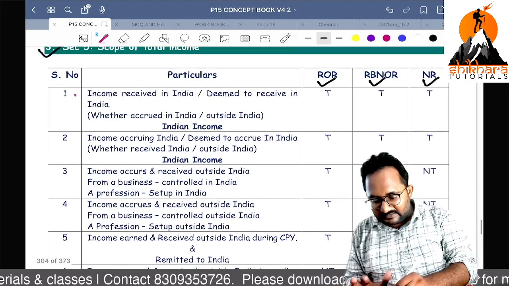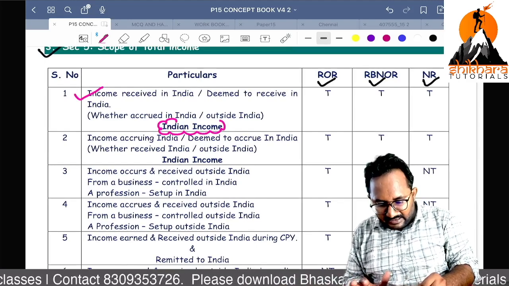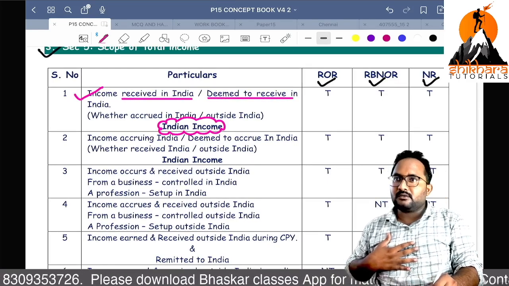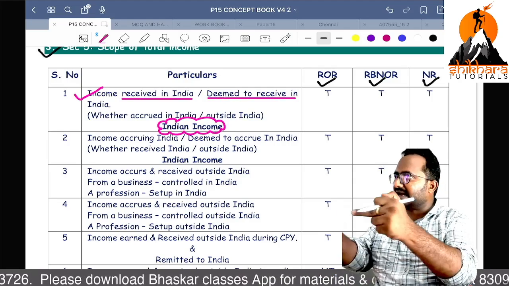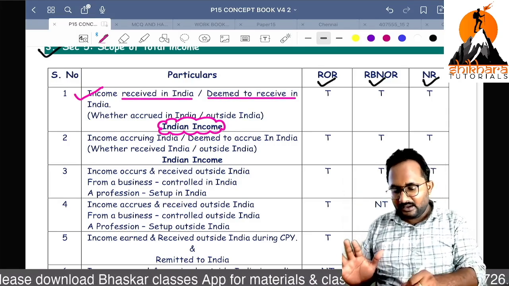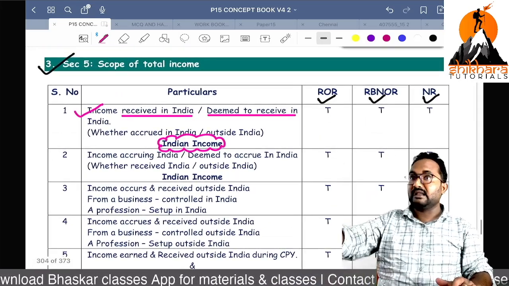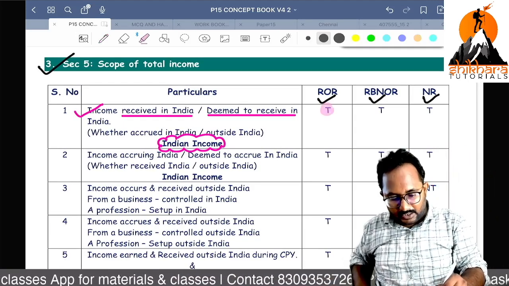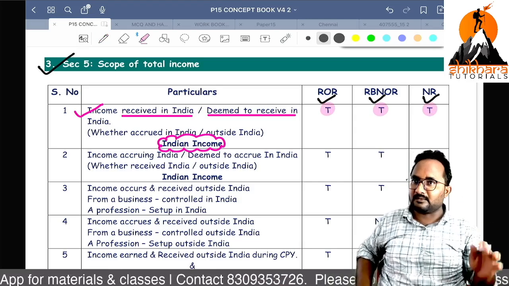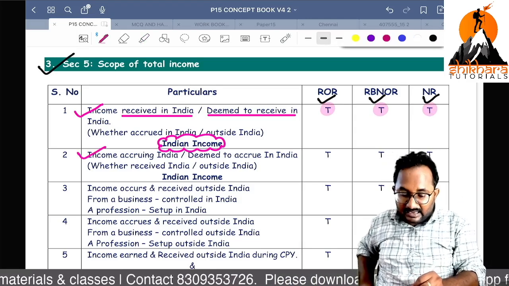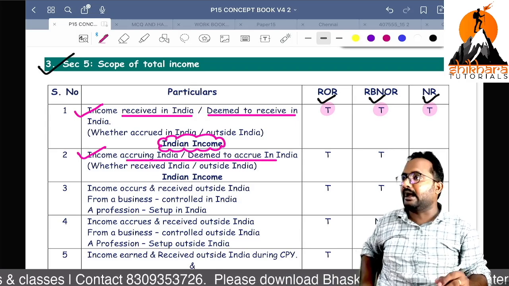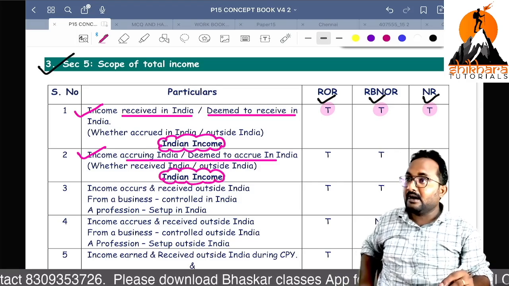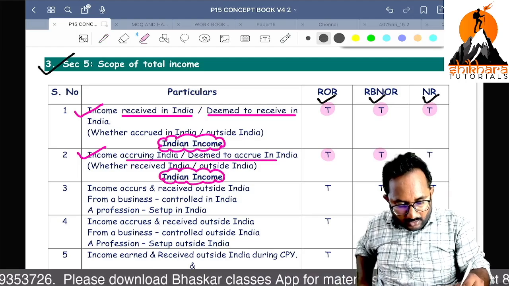Remember, first case, it is an Indian income. Why is it an Indian income? Please tell me. It is received in India or deemed to be received in India. So no need to check where it is earned, because the receipt is connected to India. That's why we can say it is an Indian income. Remember one rule: Indian income will be taxable in the hands of all assessees, whether ordinarily resident, not ordinarily resident, or non-resident. Second, it is earned in India or deemed to be earned in India. Irrespective of the receipt, that is an Indian income. What is the rule? Indian income is taxable in the hands of all the assessees.